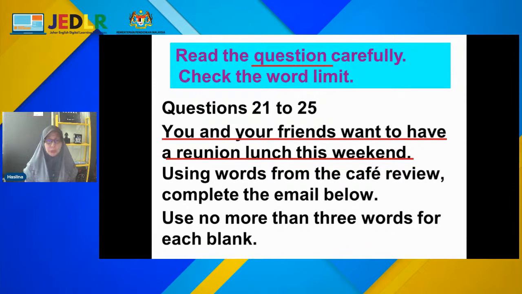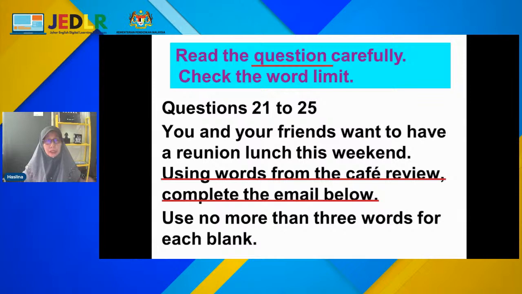Next, where is the question? The question is, using words from the cafe review. Remember, words from the cafe review. That means do not use your own words. Just use the words that are in the text, because this is information transfer. Sometimes even good students are overthinking and tend to write their own words, or rephrase the word, which is not allowed. Just simply transfer. Just take the word from the text.